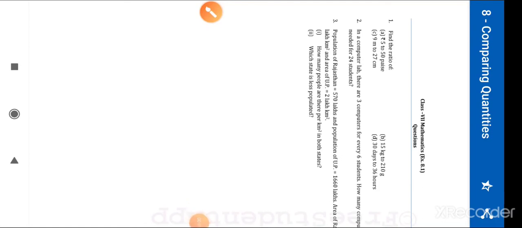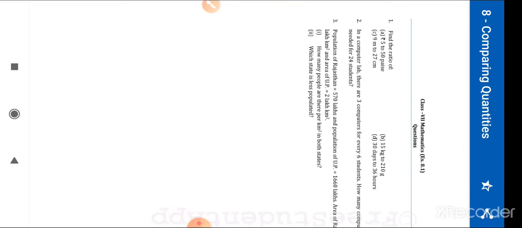Hello everyone. Today we are going to start the 8th chapter of class 7, comparing quantities. The first question of exercise 8.1 is to find the ratio of, and the first part is rupees 5 to 50 paisa. Before finding the ratio, we should ensure that both the quantities have the same unit.